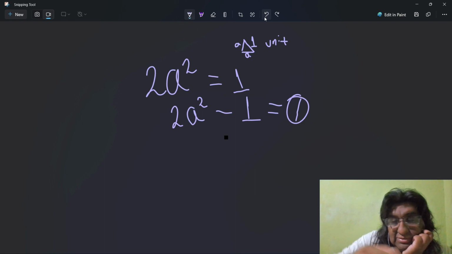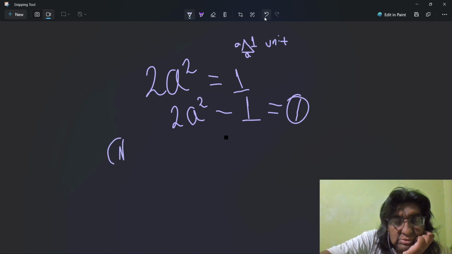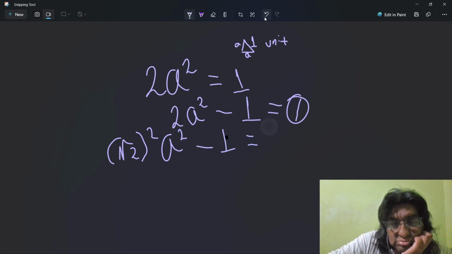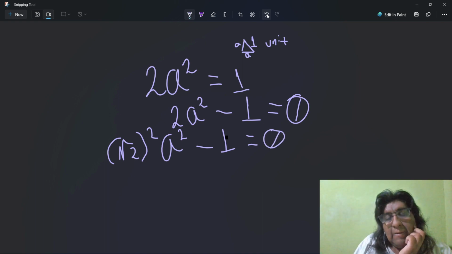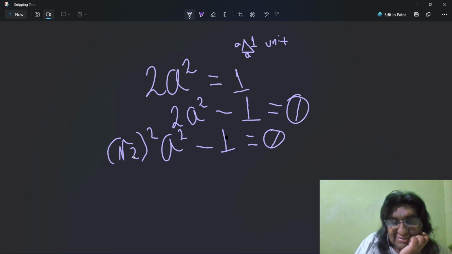So I will write, okay, 2. Now this is 2 actually, right? You have the square root and the square power, so it hasn't changed at all.